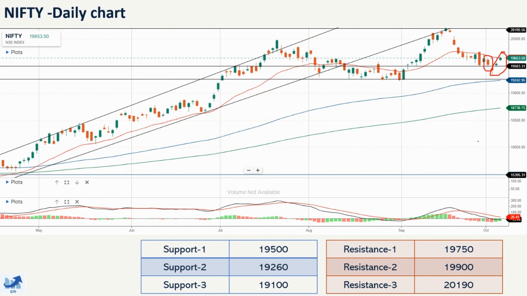So the immediate support from here would be 19,500, 19,260, and 19,100 for the next week. On the resistance side, we could see a strong resistance of 19,750, 19,900, and 20,190 would be the next resistance.